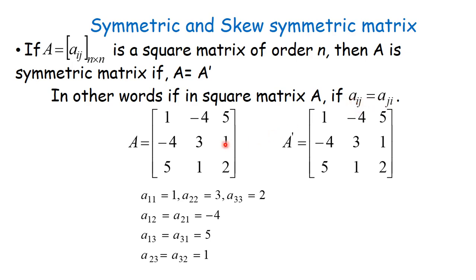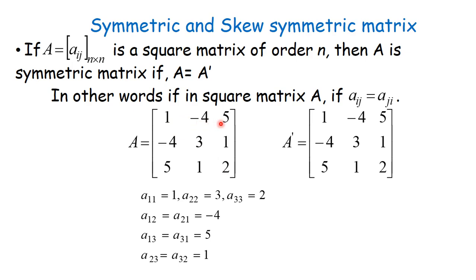Okay, we will see these two definitions of a symmetric matrix in this example. Suppose I am given a matrix A of order 3 by 3. Then if I take the transpose of this matrix A, the transpose of this matrix A is obtained by interchanging rows into columns.